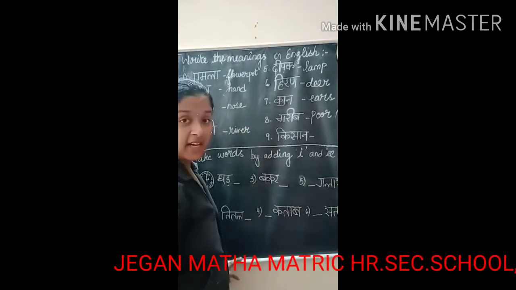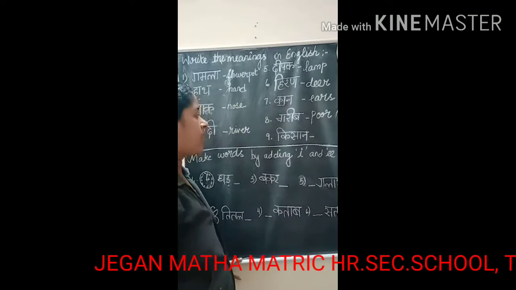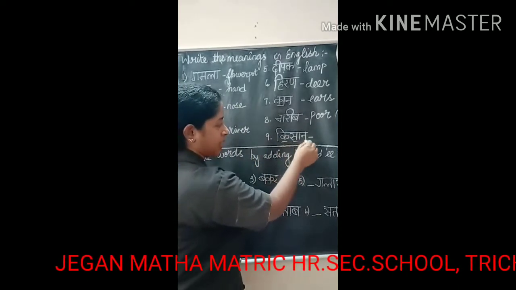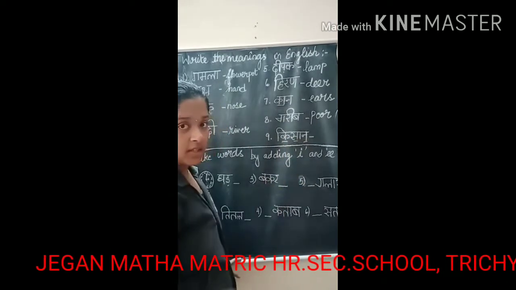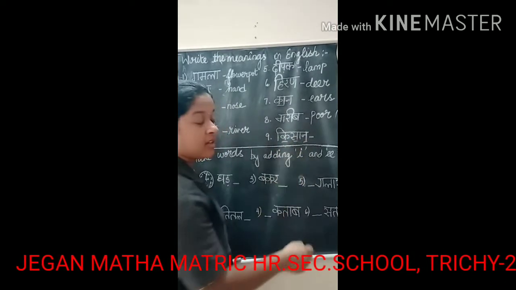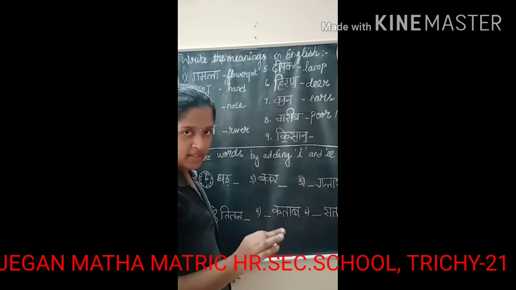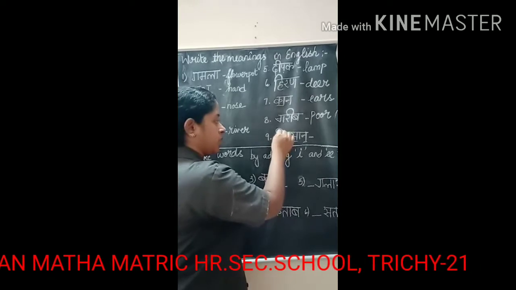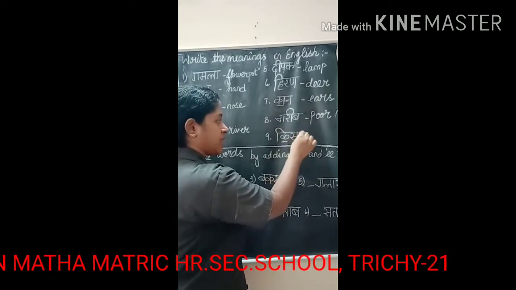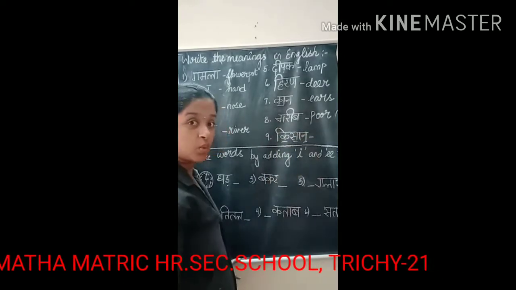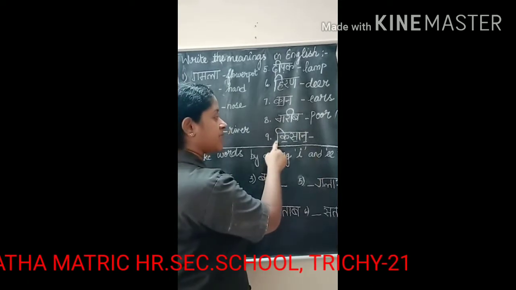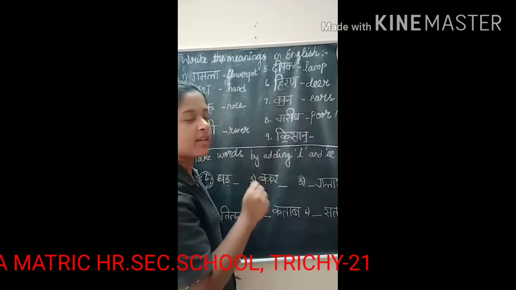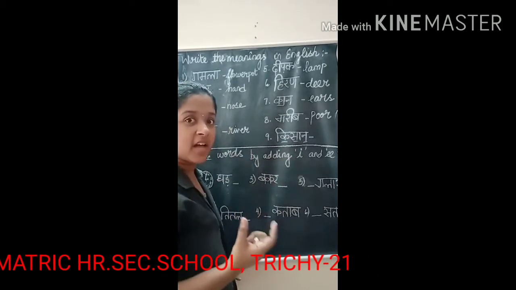Next word is Kisan. Here you will see it's a three-letter word: Ka, Sa, and Na. These three letters are consonants, and here two symbols are used in the word. See this word, this symbol as well as one more symbol. So two symbols are there. One symbol is E, another one is the symbol of A. So we pronounce it as Kisan.